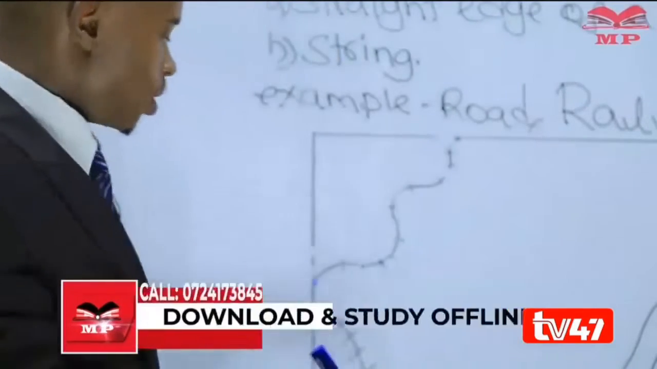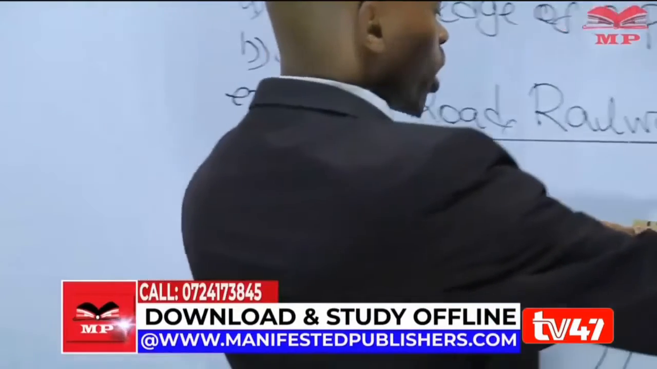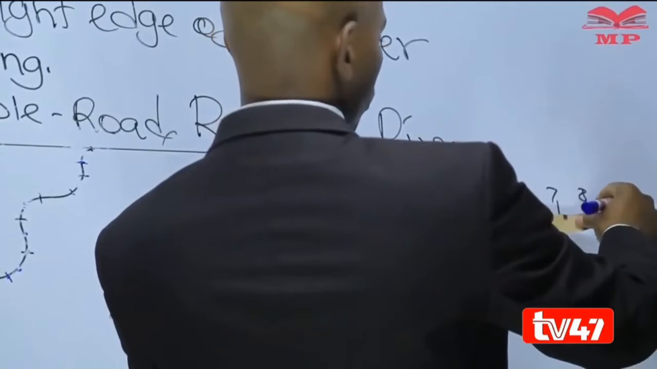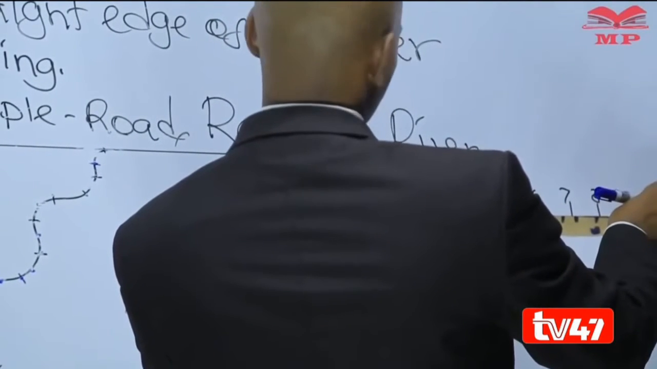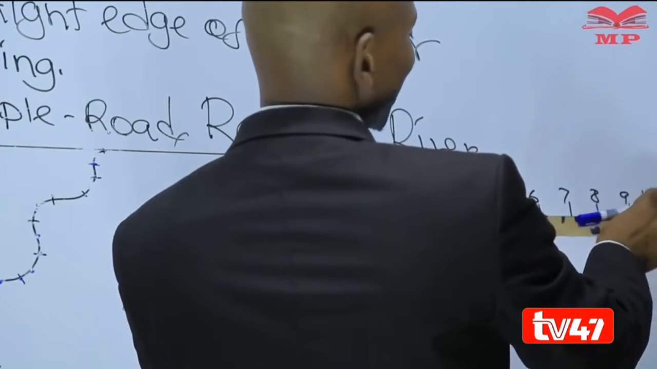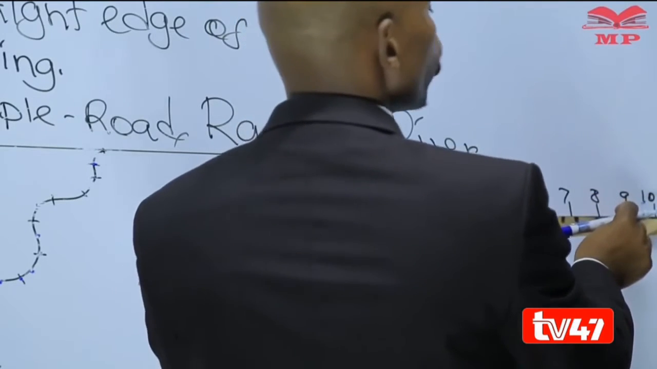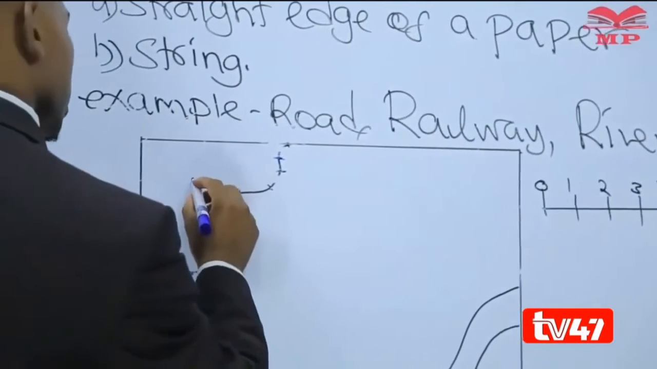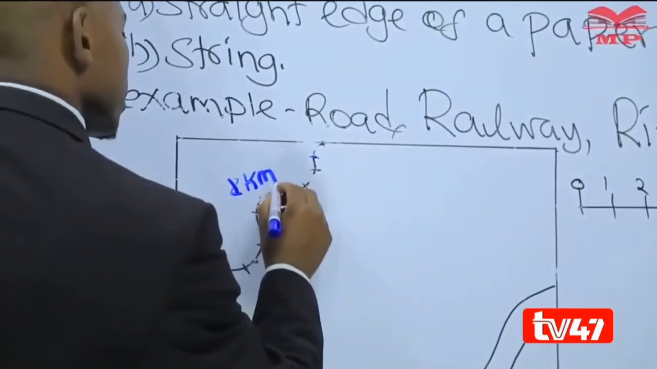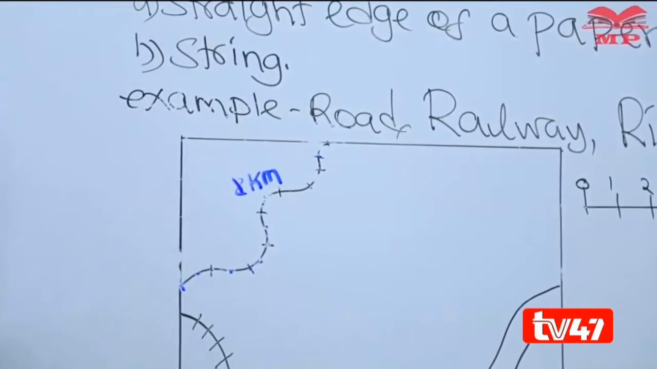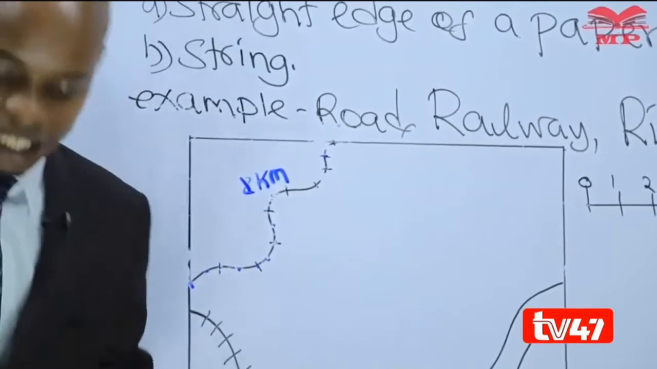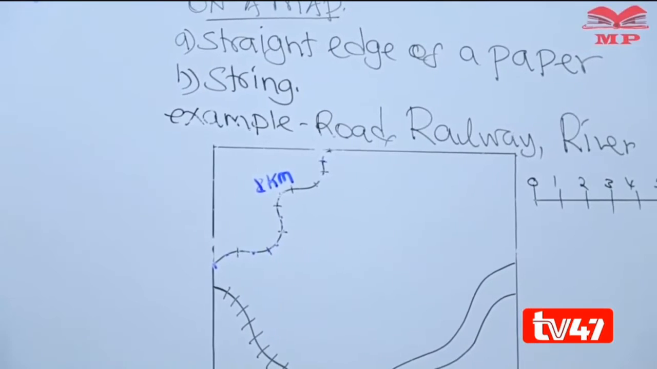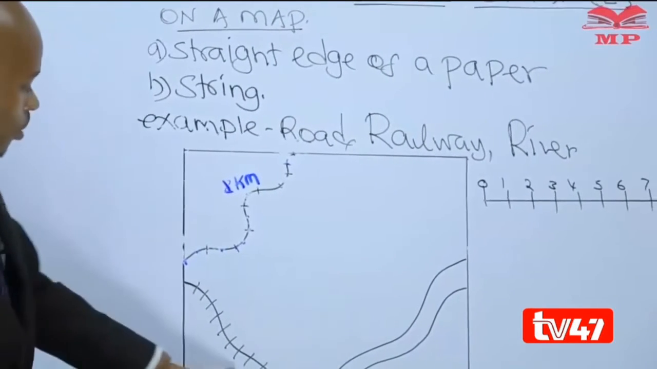Then after getting that, you come to your linear scale and make sure that point A is on 0, and you go to the last point B, and point B sits exactly at 8 kilometers. So this river is approximately 8 kilometers. Let us do another example.